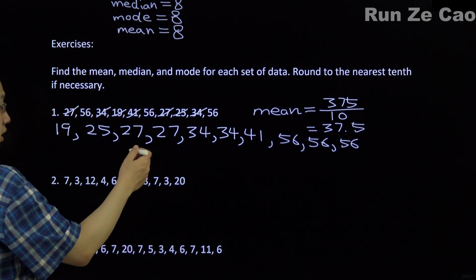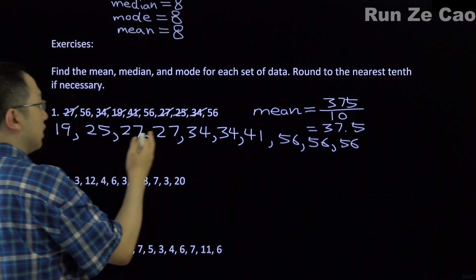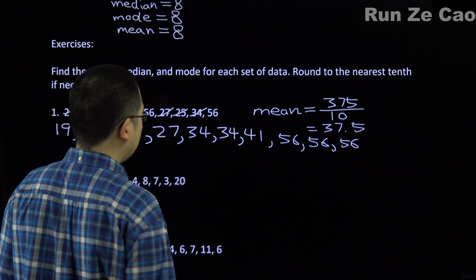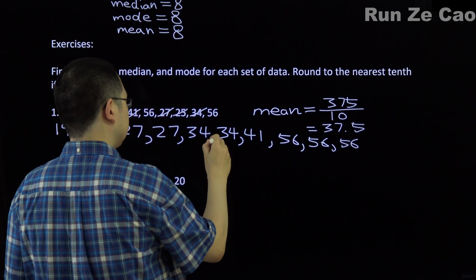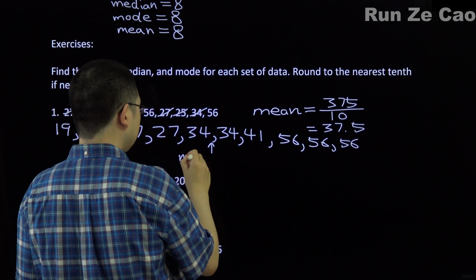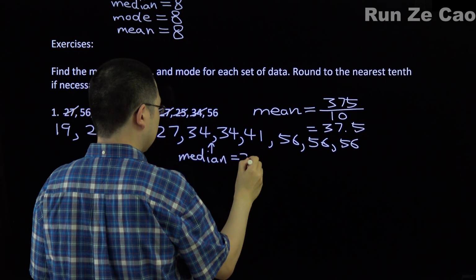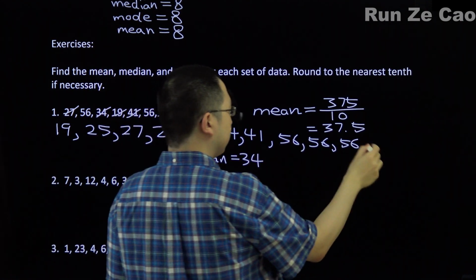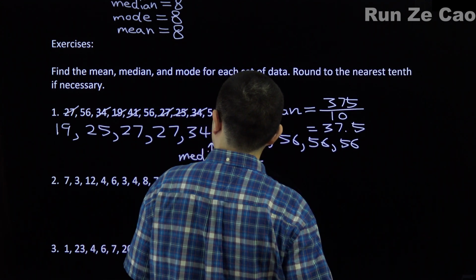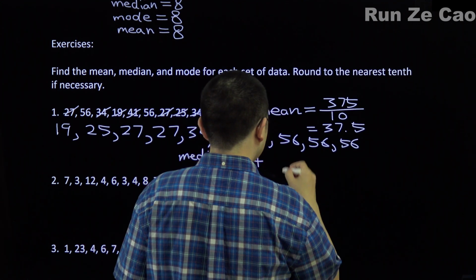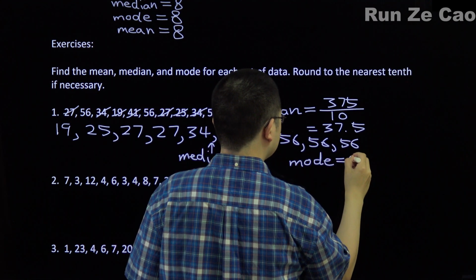Anyway, so there are 10 numbers. That means it's going to be the 5th and 6th one averaged that will give us the median. Median equals 34. And for the mode, we can clearly see that there are 3 56s, and then there are only 2 27s and 2 34s. So mode is equal to 56.